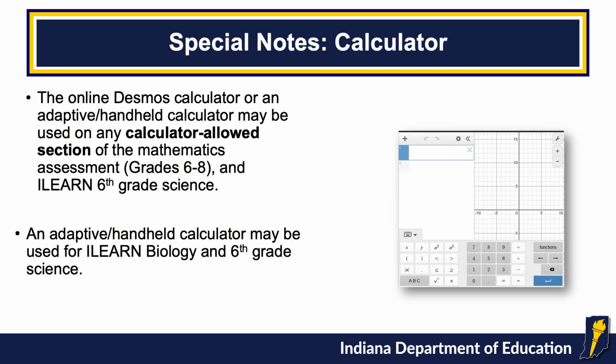For online test sessions that allow calculator use, students in grades 6 through 8 for math and grade 6 for science may use the online Desmos calculator or an adaptive handheld calculator that meets the criteria published in the calculator policy. A screenshot of the Desmos calculator is provided on the screen. An adaptive handheld calculator is allowed for ILEARN biology and 6th grade science. Please note that TAs must oversee the use of the handheld calculator to ensure use only during appropriate test segments. Misuse of a calculator may result in a test invalidation for an assessment needed by a student to fulfill graduation requirements.